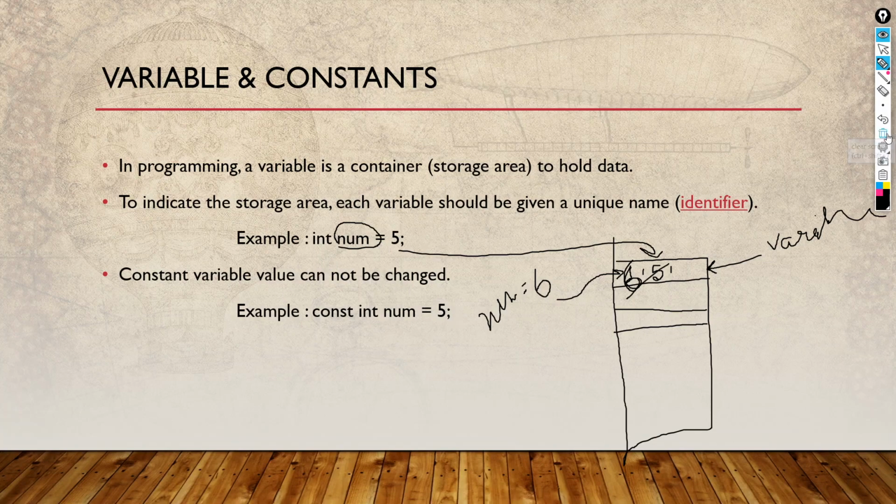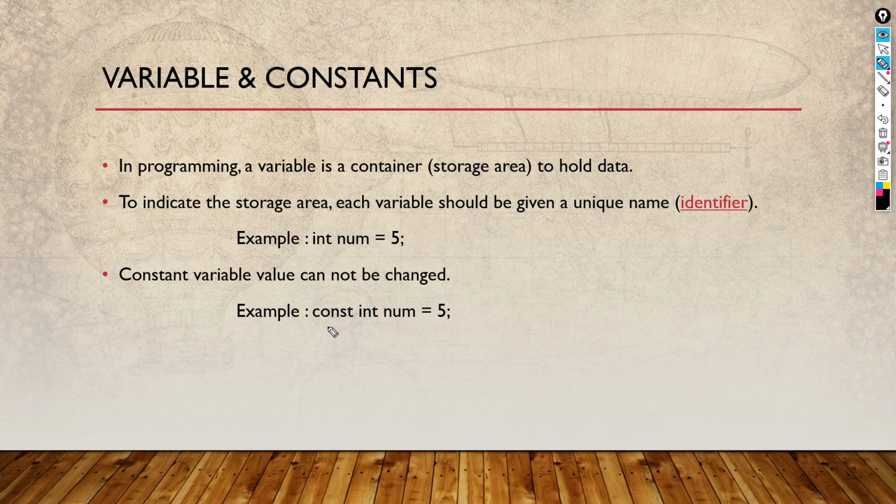Now what is a constant? A constant has the same meaning, but we cannot change its value. If we say num equals to 6, it will not work, it will give an error, right? So this is how we can define variables and constants. This is basically the name of the variable. Now we need to consider some rules before naming variables.